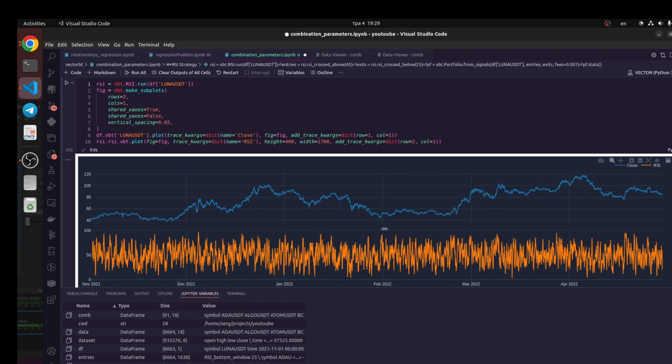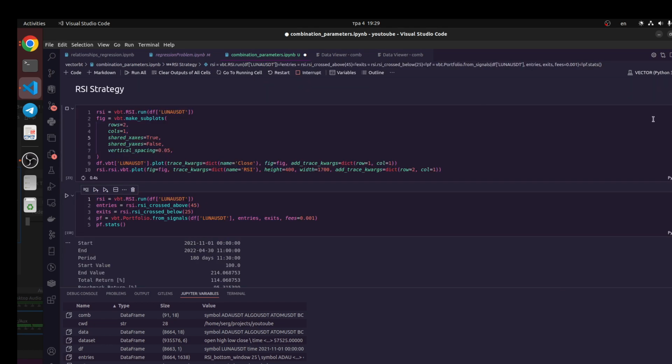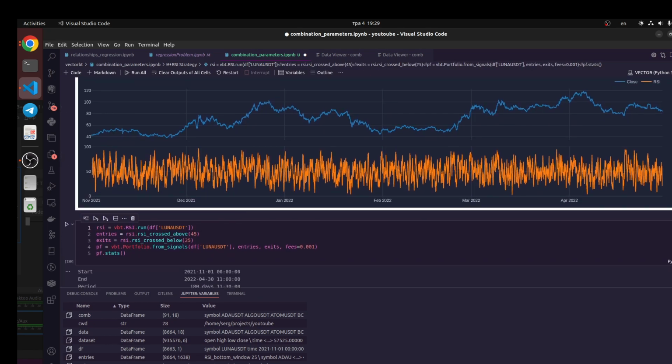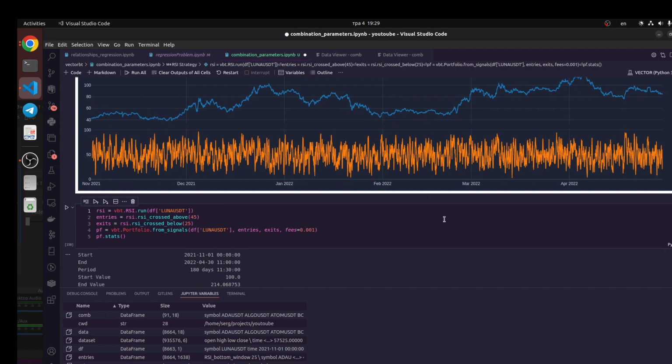It will be rows 2, because it's the first row and the second row, and columns will be 1 because we have only one column. So I think it's clear for us. Also, we need to test our parameters with the best parameters.